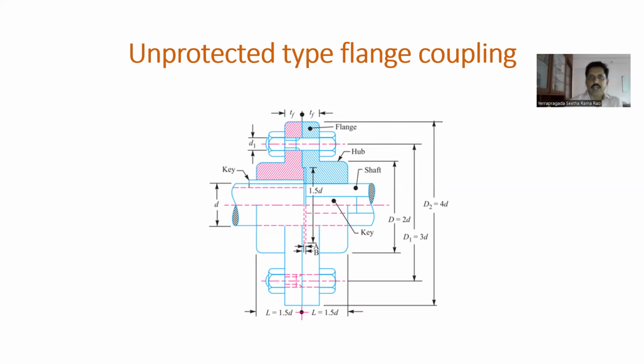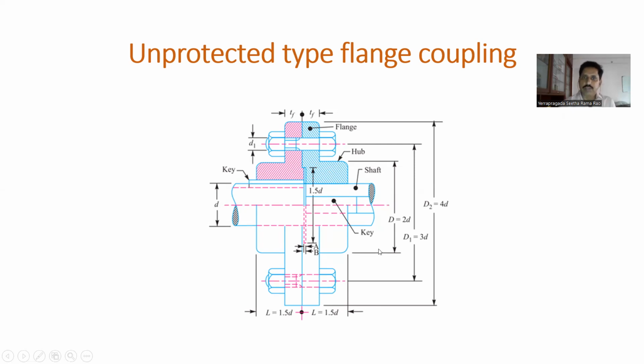Machining is important. In the unprotected type, as the name indicates, you see here the flanges are open. The couplings which are connected by the bolts are open. It is not protected by any kind of enclosure or cover. That is what is known as the unprotected type flange coupling. You see the parts: the shaft, the flange and the key. Here also the power is transmitted from the shaft to the key, to the driving flange, and from the driving flange to the driven flange, to the hub and the shaft here. In this way the power is transmitted from the driving shaft to the driven shaft.